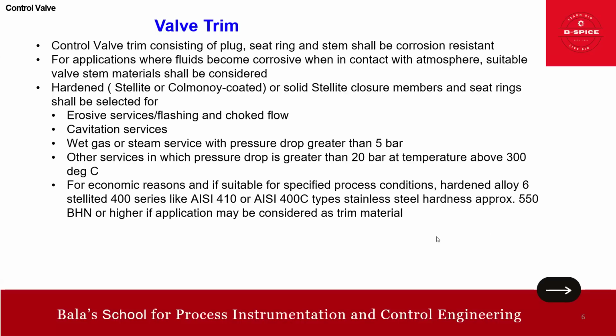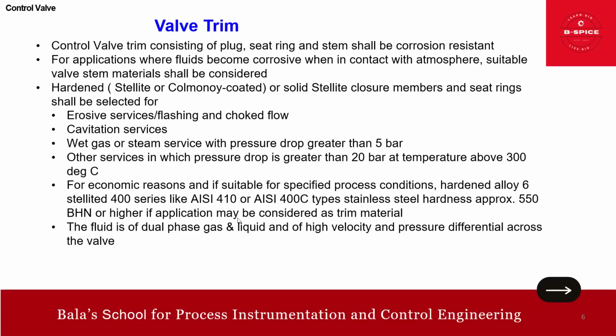Again, you may ask, what is this BHN? Basically, it's the Brinell hardness number. It's a measure of material hardness, particularly for metals and alloys. So 550 Brinell hardness number or higher may be considered as a trim material. That is the point. If you have a cost constraint and if suitable for the specific process condition, we can use hardened alloy 6, stellite, or 400 series like AISI 410 or AISI 420C.